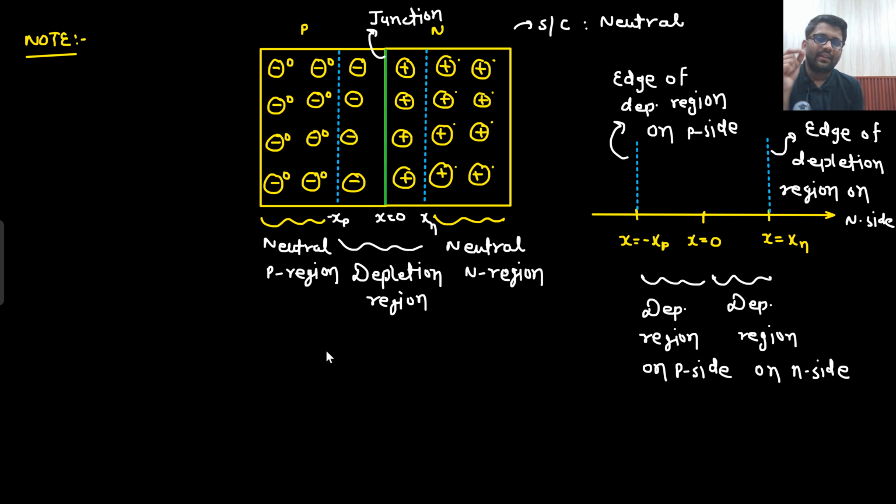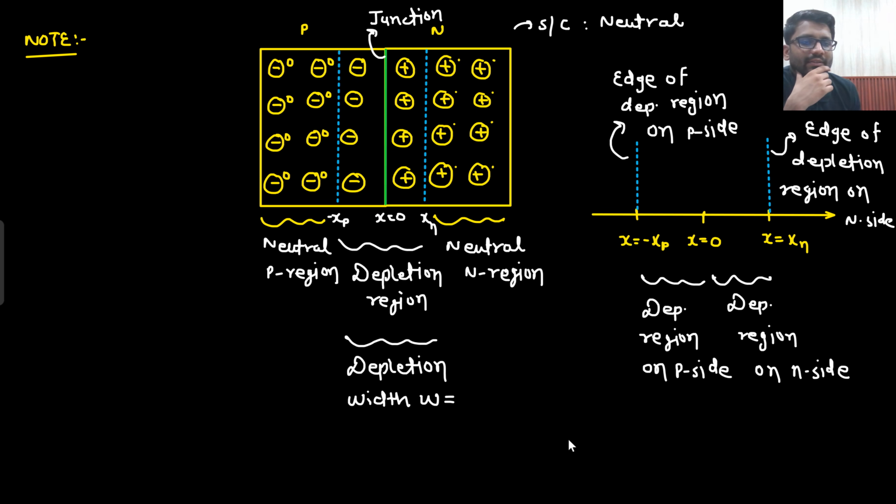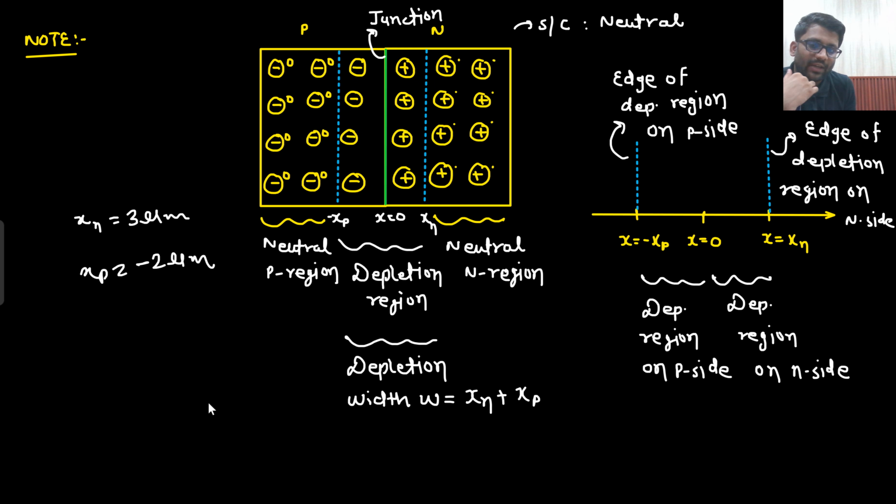Now, if I say something called depletion width, can I call this particular width the depletion width? Depletion width, W. What would be your depletion width? Depletion width would simply be xn plus xp. Let's just say the value of xn was 3 micrometer and the value of xp was minus 2 micrometer. So here what I would have written: minus 2, and here 3. So what will be the complete width? 5 only, no? From minus 2 to 3 you are going.